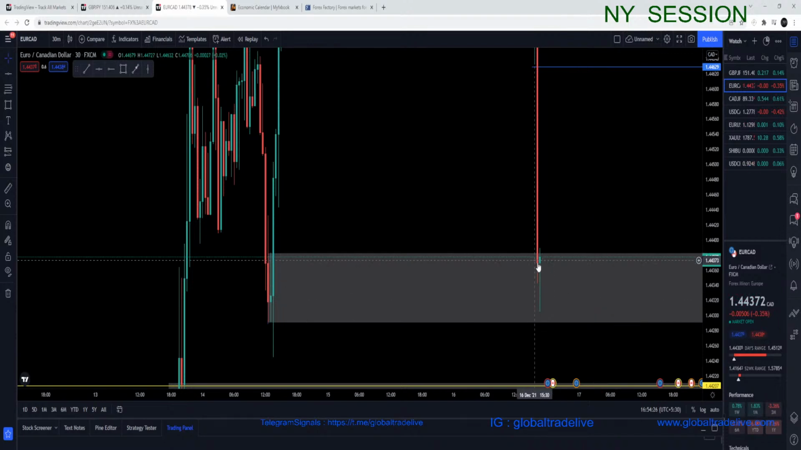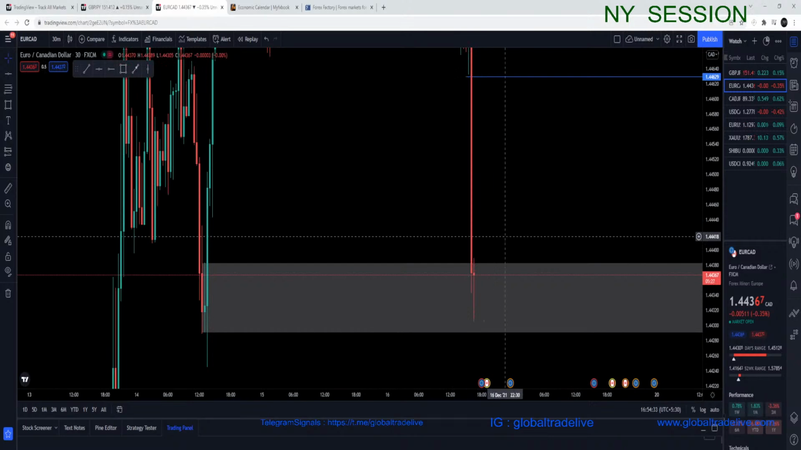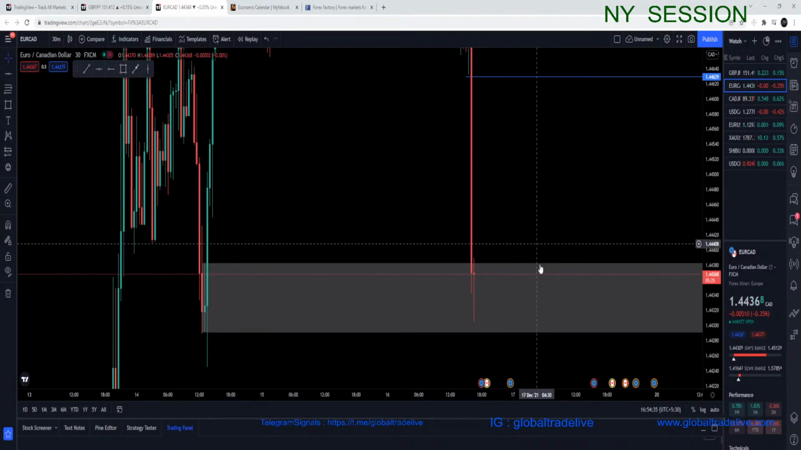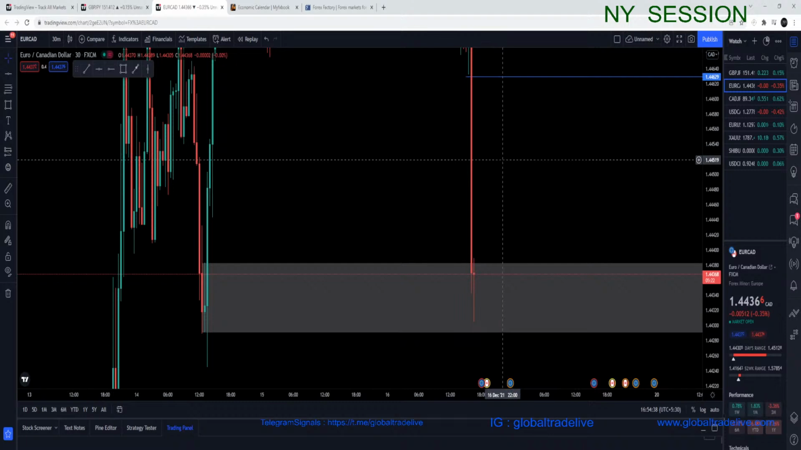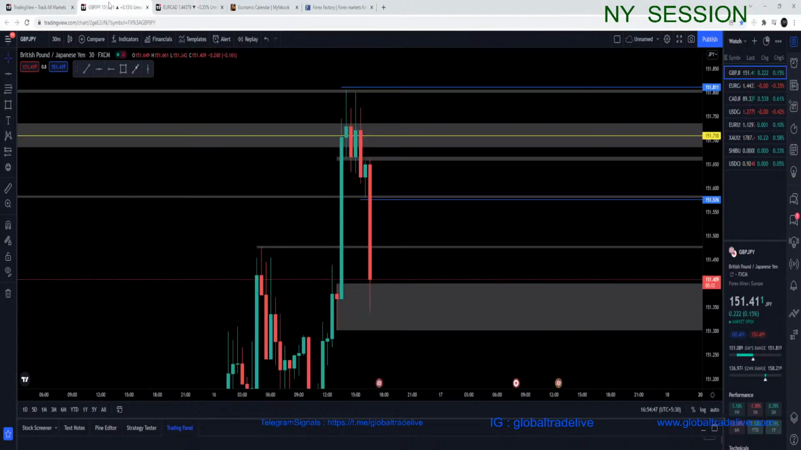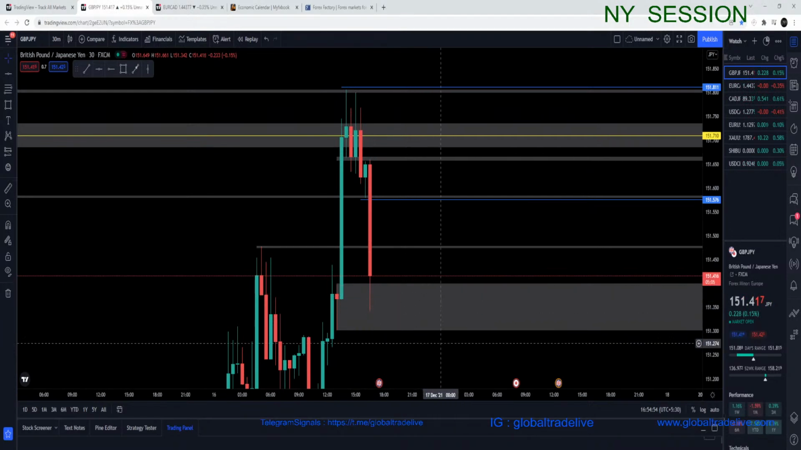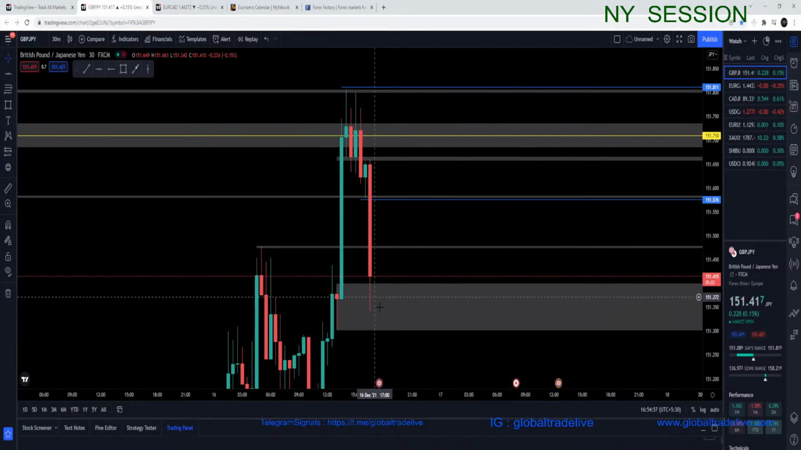Okay, everybody, so this really looks like a respect of the POI. So I'm gonna wait for a support to be formed, and then I'm gonna take a buy trade. Right now this candle is about to close in 5 minutes. Look here, GBP is also respecting this POI. There will be wicks in this area if this is a genuine POI.